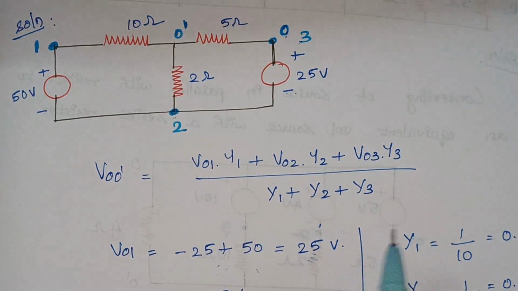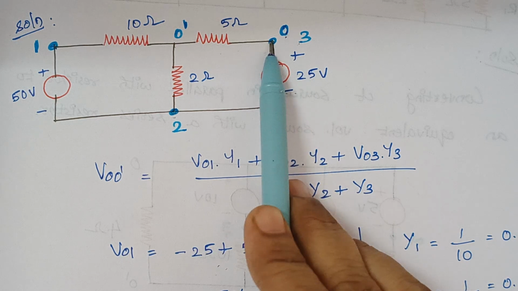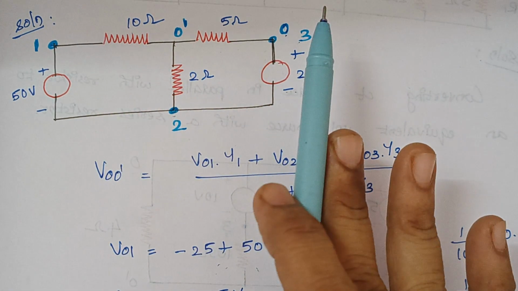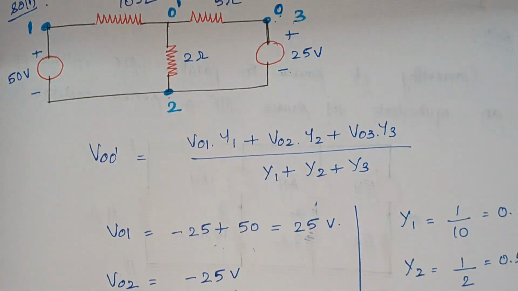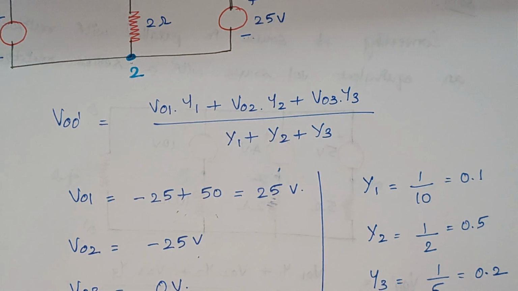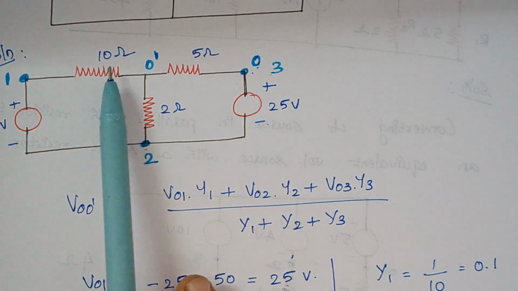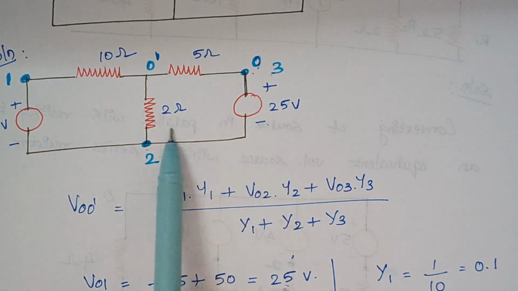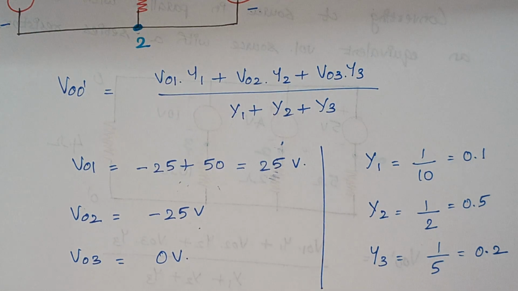The next thing is VO3. O and 3 lie at the same node and therefore there is no voltage connected to it, right? So here it is 0 volt. Now the next thing is to find Y1, Y2 and Y3. Y1 is nothing but 1 by 10, Y2 is 1 by 2 and Y3 is 1 by 5 here. Therefore here we will have our respective values of answers.